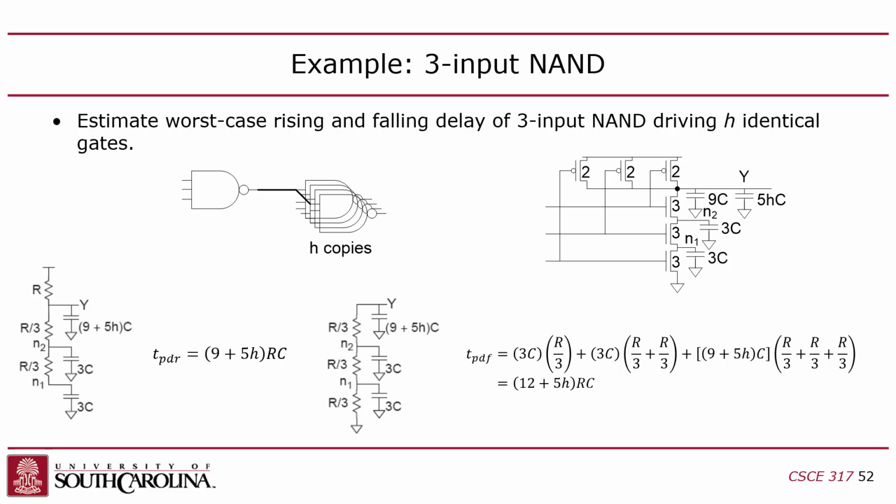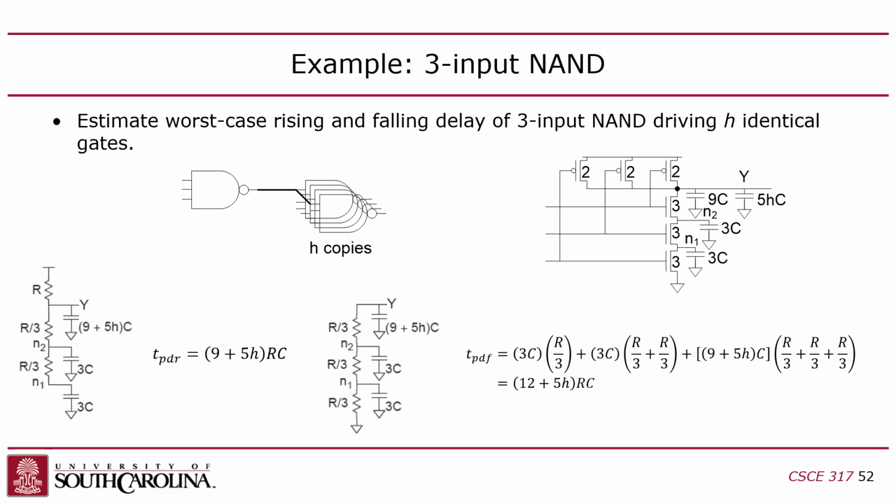Make sense? So again, the 9C is the diffusion capacitance. The 5H is the gate capacitance of my load gate, assuming that that output just goes to one input on each of the 5 copies. Okay? Any questions about that? Make sense? Now that's just for pull up.